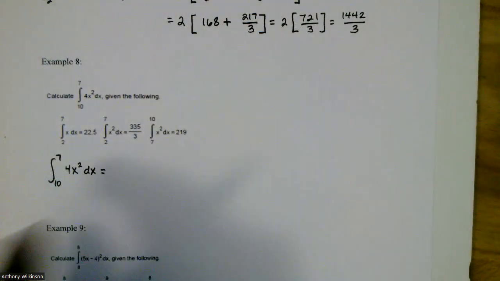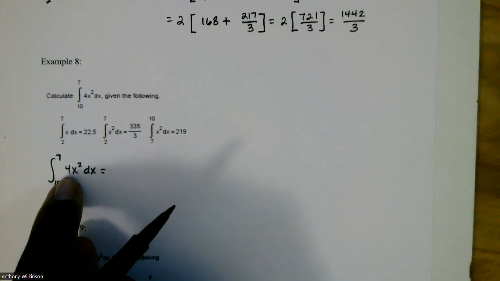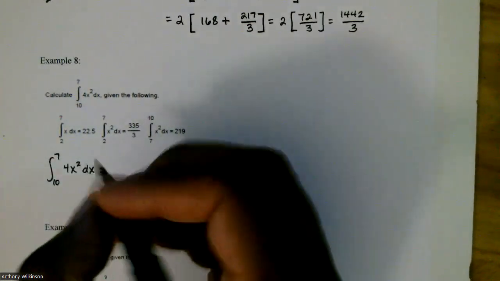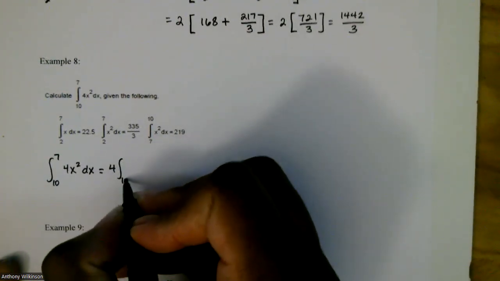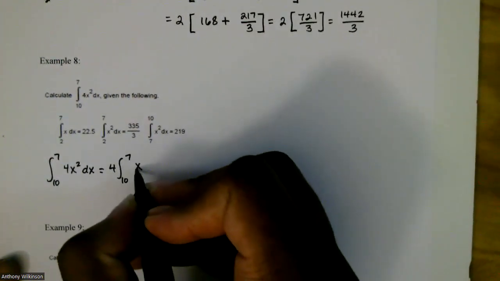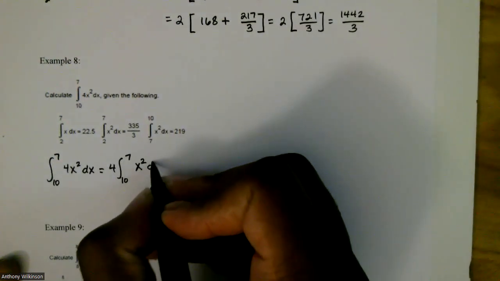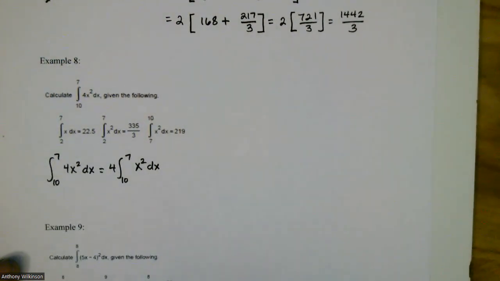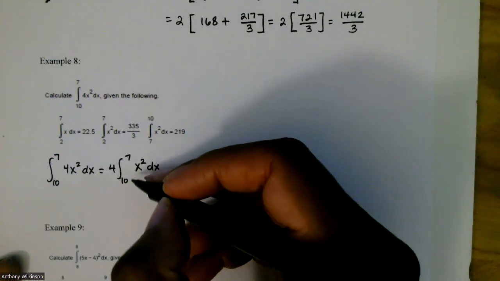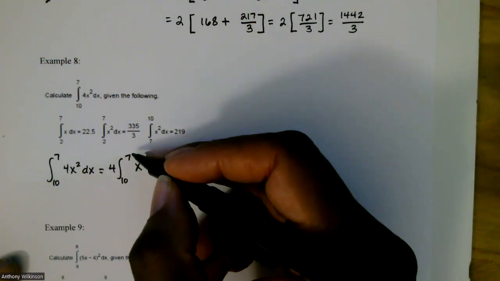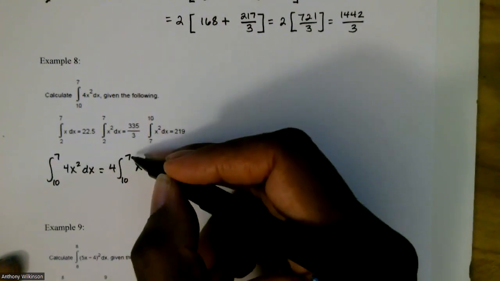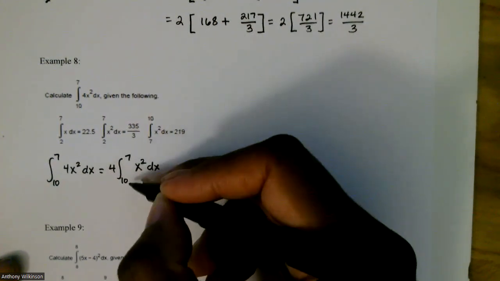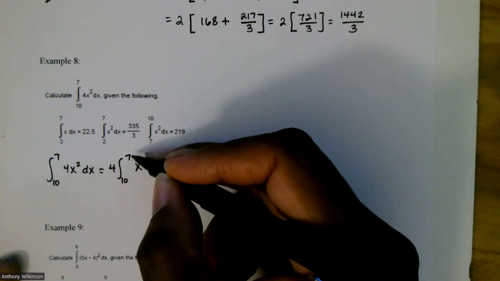All right, here's what I'm going to do here. Since I got a constant in front of the x squared, I can pull that out in front. So that means that'll be 4 times the integral from 10 to 7 of x squared dx. But notice these limits here. I'm going from a higher number to a lower number, from 10 to 7. It would be best to switch these limits here. So it'll be from 7 to 10.